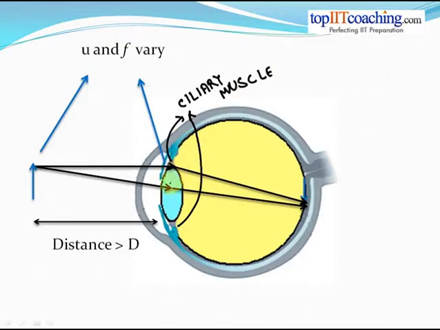So when the object is far away, then the rays on the eye lens fall like this, parallel to the principal axis. And then a very big focal length will also do. A lens with less power will also do, because then you don't have to really make an effort to converge the rays. They're parallel and you can converge the rays like this. So the focal length when the object is at infinity is high.